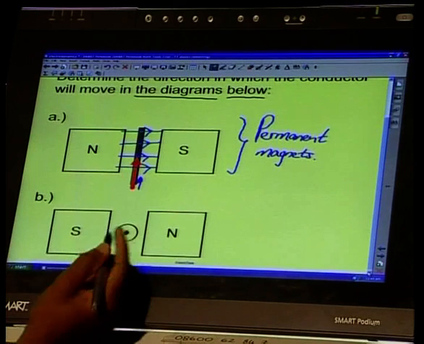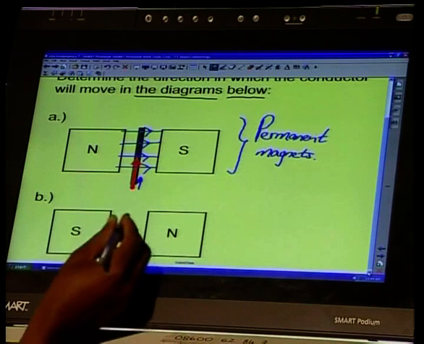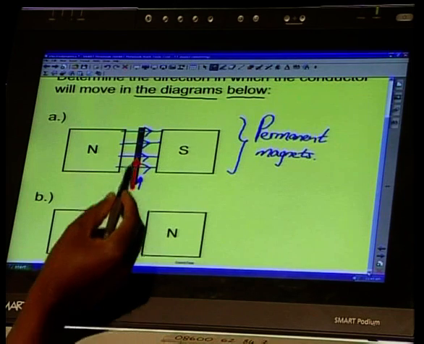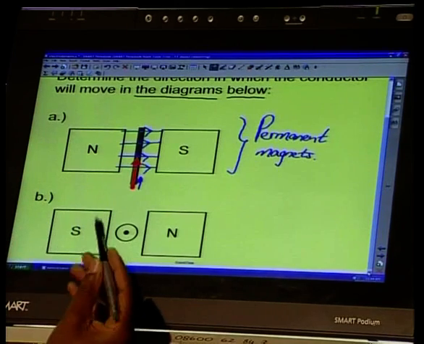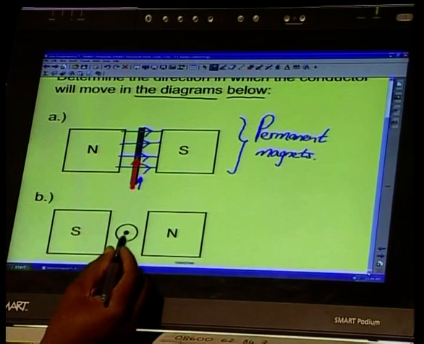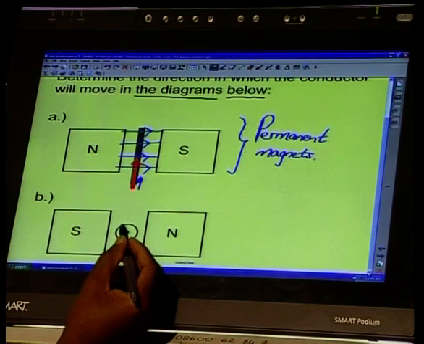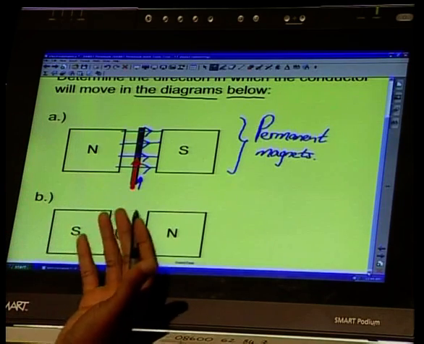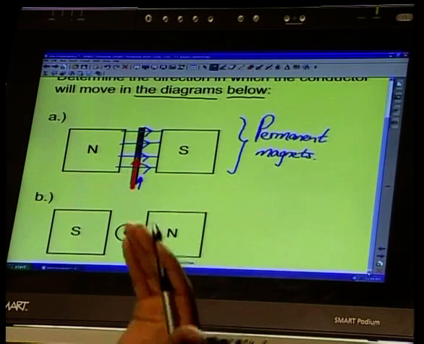In number B, you would see that we have a cross-section of the conductor. We don't have a piece of length of the conductor, but a cross-section. So we have cut it, and just look at where we have cut the conductor. And remember that the dot and that circle tells us that the current is coming out of the page. So in this case, it is coming out of the screen.